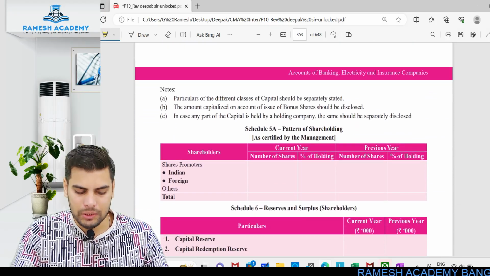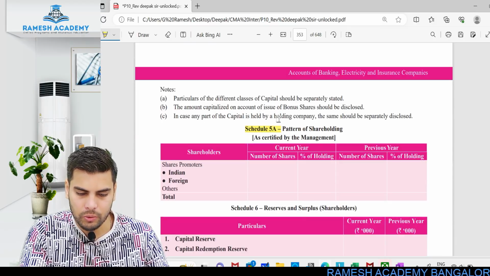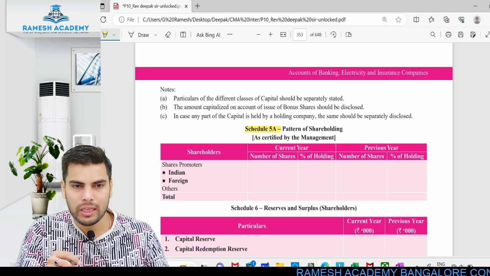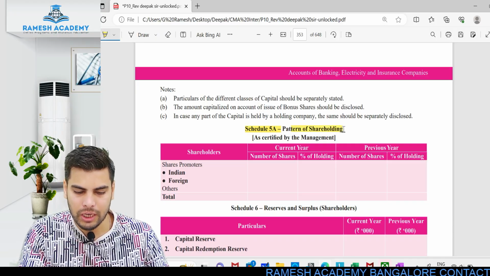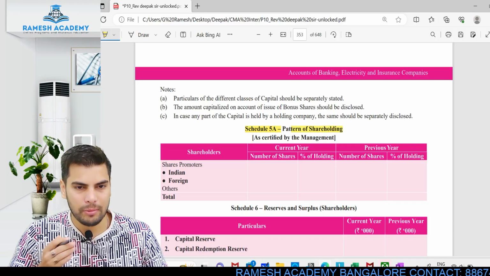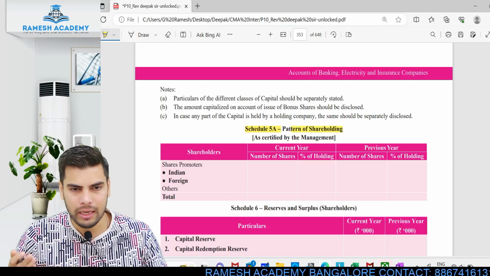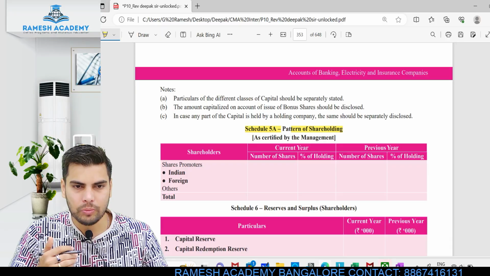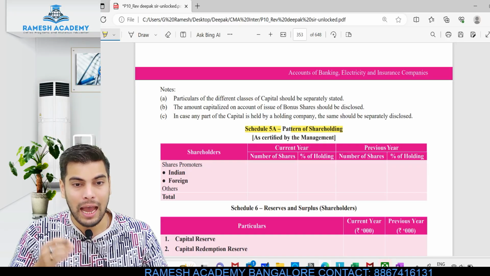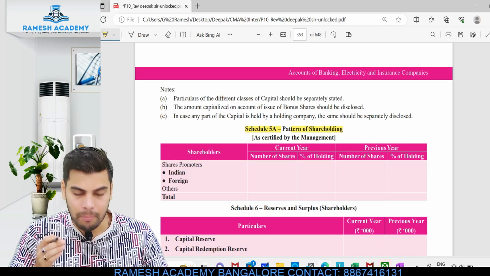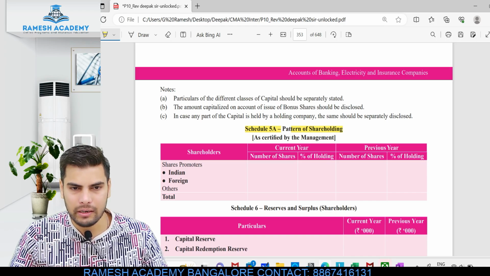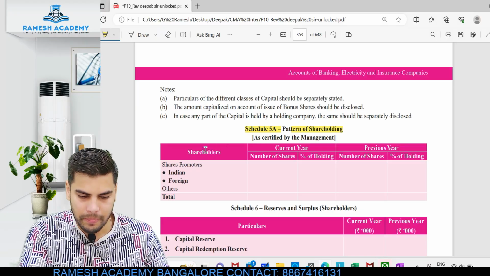After this, we have got a sub schedule, schedule 5A. Here you will be showing the pattern of shareholding, that is, the shareholding pattern. How many shares are held by the promoters and how many shares are held by others. And again, when it comes to promoters, the number of shares and the percentage of shares held by the promoters in India and outside India. Look at this.